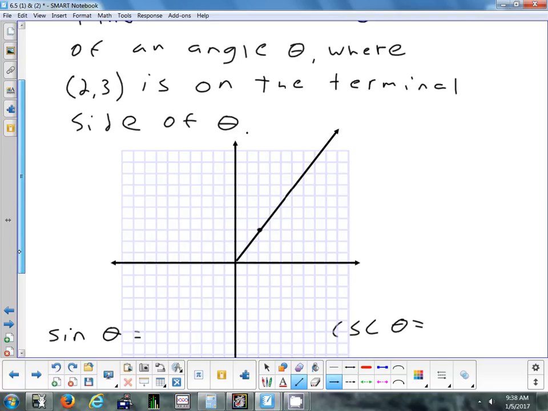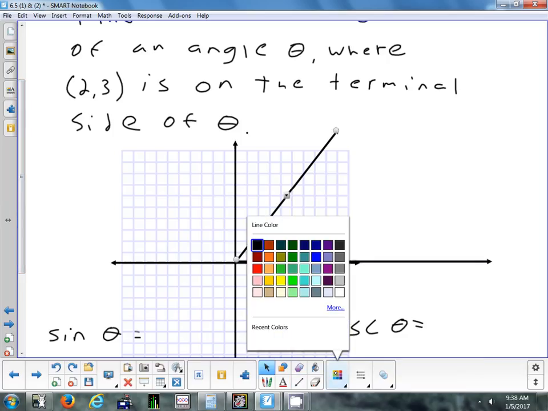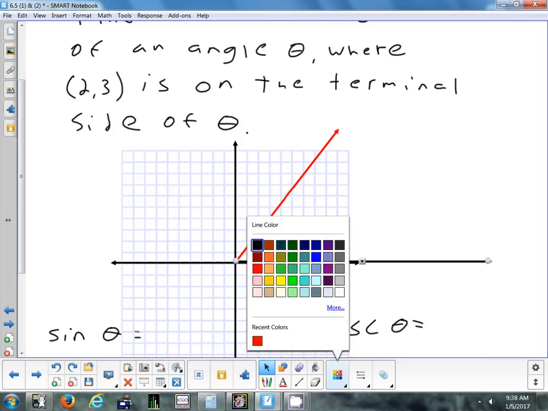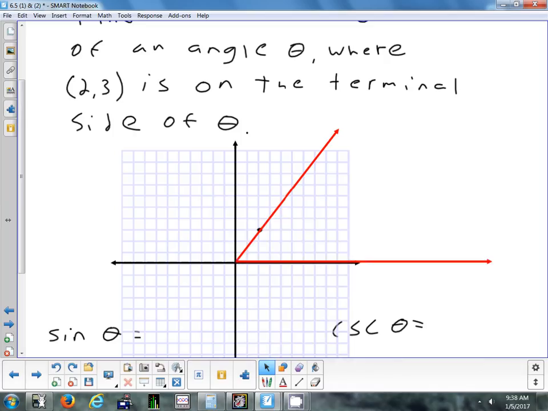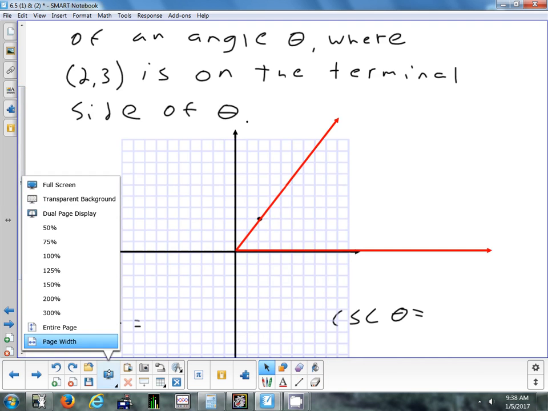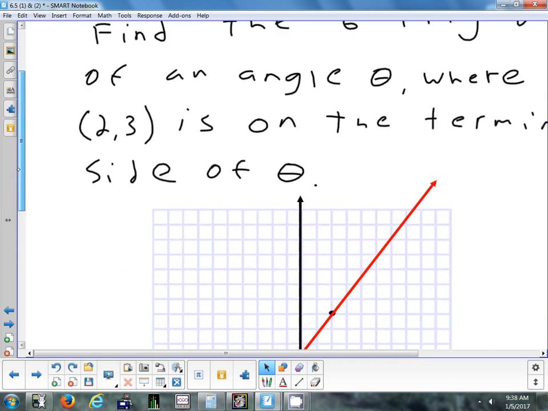Yep. It would be the mirror or the reflection of it around the x-axis, right? Yeah, we always put the initial side on the positive x-axis. So the angle they wanted me to draw is right there. The terminal side goes right through the coordinate 2, 3, and the initial side always goes on the positive x-axis. So no matter what, where it starts, it's still the x-axis. Yeah, it's always on the positive x-axis.